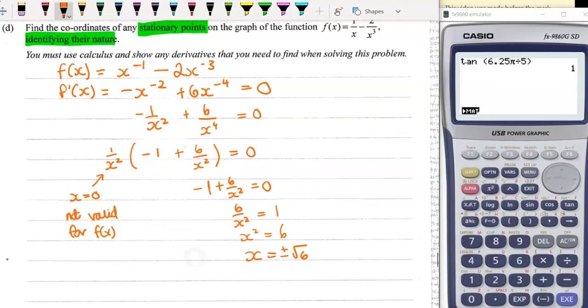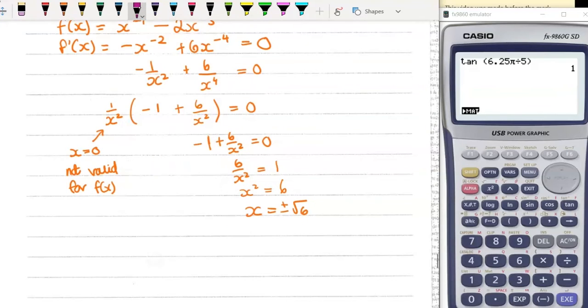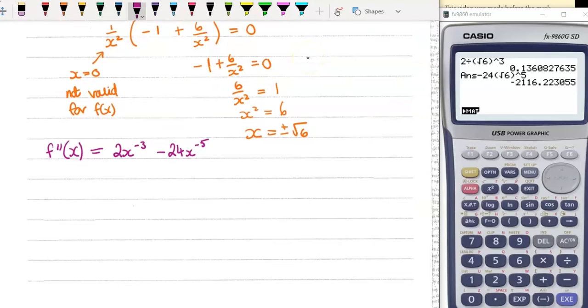Now we need the full coordinate. So we'll need the y value as well, and then we need to identify the nature of them. So let's set up what the second derivative will be, so we can use that for the nature of the points. From this bit that we have up here of f dash of x, I'm going to differentiate that piece again. We will have 2x to the minus 3 minus 24x to the minus 5, or 2 over x cubed minus 24 over x to the 5.